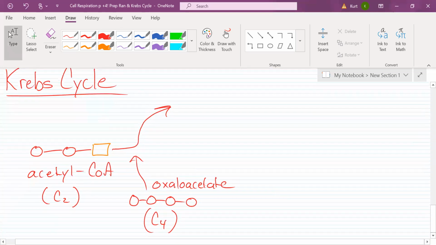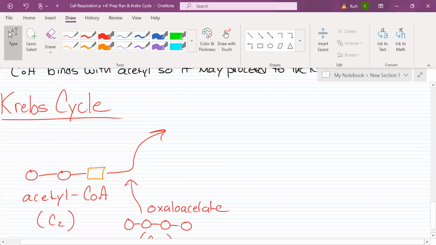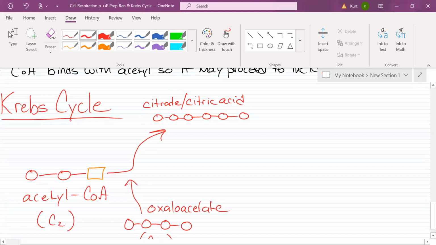This C4 molecule is going to bind with our new C2 molecule that just jumped into the cycle. And I know you guys can do this. What is 4 plus 2? This is going to form a C6 molecule called citric acid. Citric acid also goes by the name citrate, just like pyruvate is pyruvic acid, and lactic acid is called lactate. This is a C6 molecule.